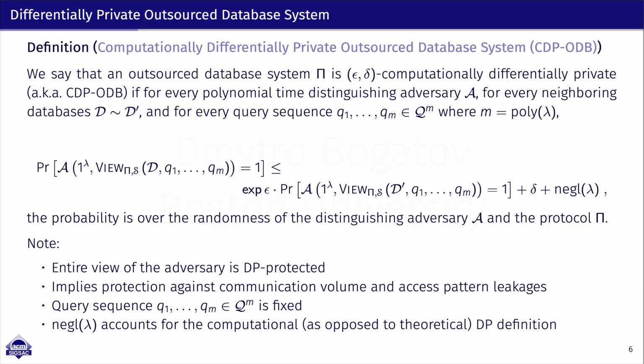Observe a few properties of this definition. Well, first of all, the entire view of the adversary is DP protected. Second, security in this setting actually implies protection against communication volume and access pattern leakages. In other words, if access pattern or communication volume leaks, one can use it to break our definition. Query sequence is static in the sense that the adversary cannot pick the queries based on data. That is an important limitation, and we will next explain why this is inherent.